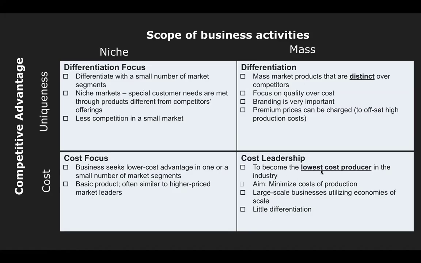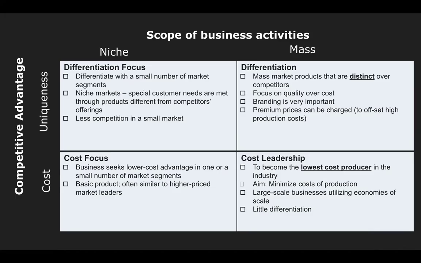Cost leadership is to become the lowest cost producer in the industry. I have lowest cost producer underlined because we are not looking at lowest prices. We're looking at how we can be the lowest cost producer. Our aim is to minimize costs of production. Here's our focus on cost, but we're looking at a mass market now. So we're looking at large scale businesses that utilize economies of scale, with very little differentiation.